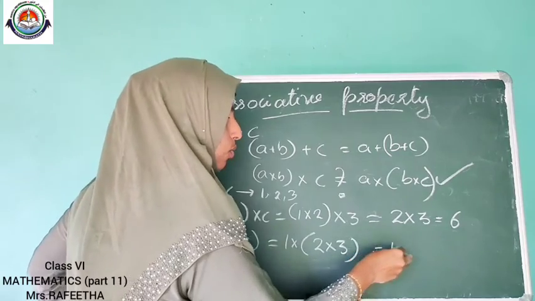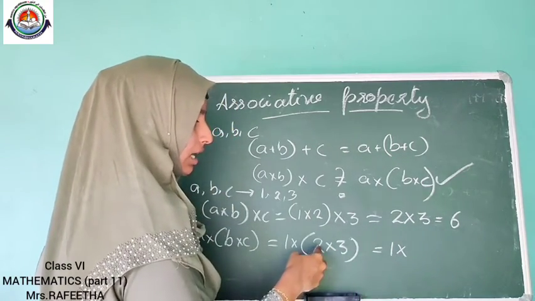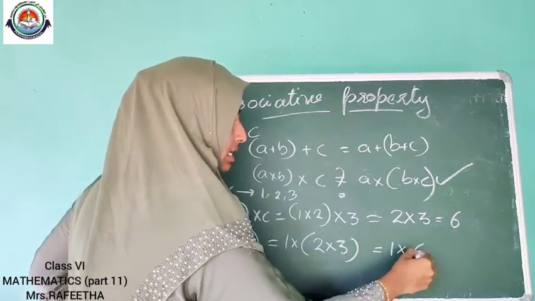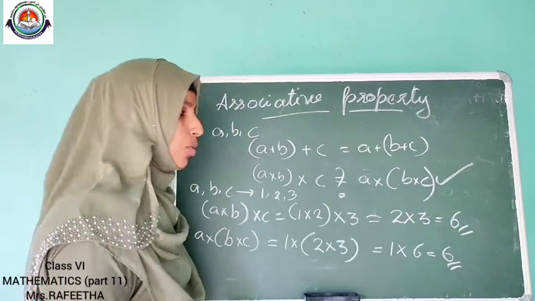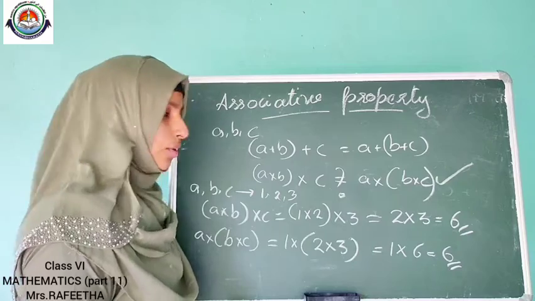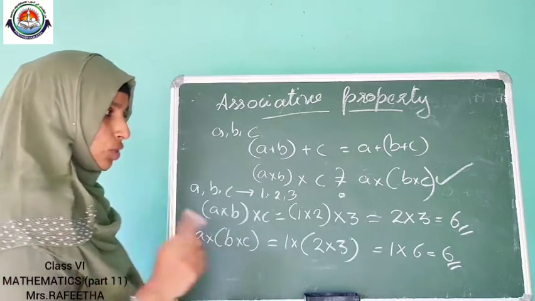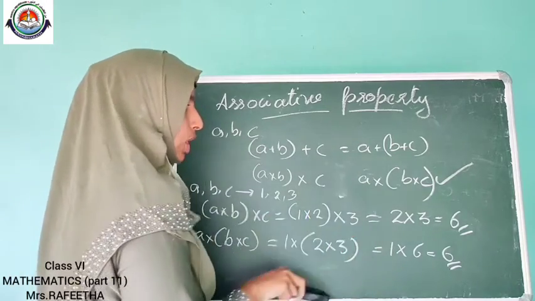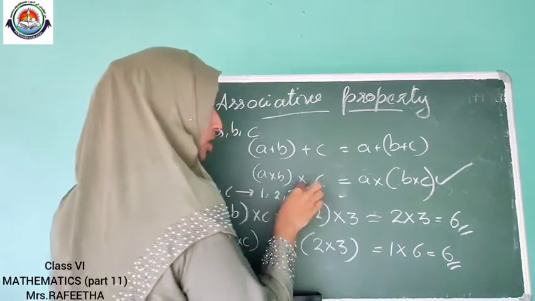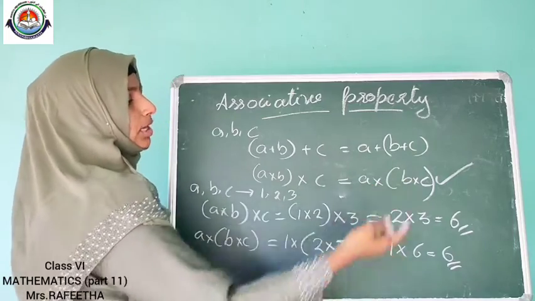In this case, 1 into, what is inside the bracket? 2 into 3, that is 6. So 1 into 6, 6. So here we can get both answers as 6. Okay. So from here we can conclude that A into B into C is equal to A into B into C.